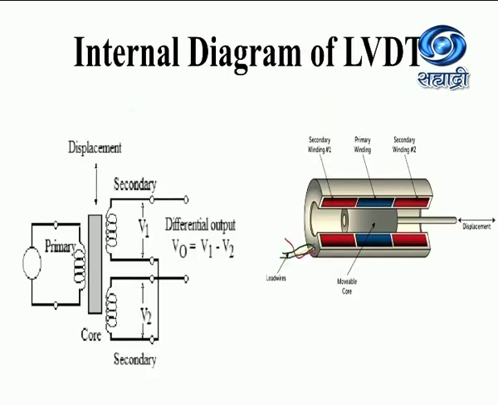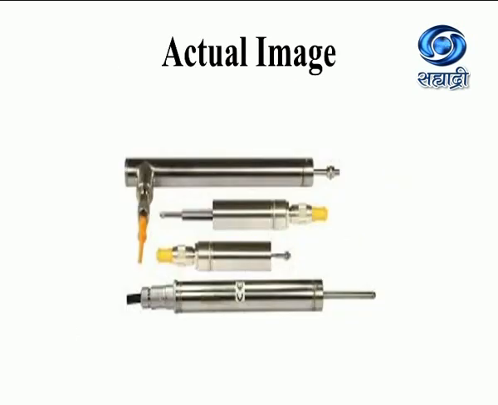If you observe the first diagram, one primary coil is used with the core and two secondary coils are connected, and the output across the secondary coils is a differential output. That's why the output is V1 minus V2. Let's start with the working. This is the actual image of the LVDT.